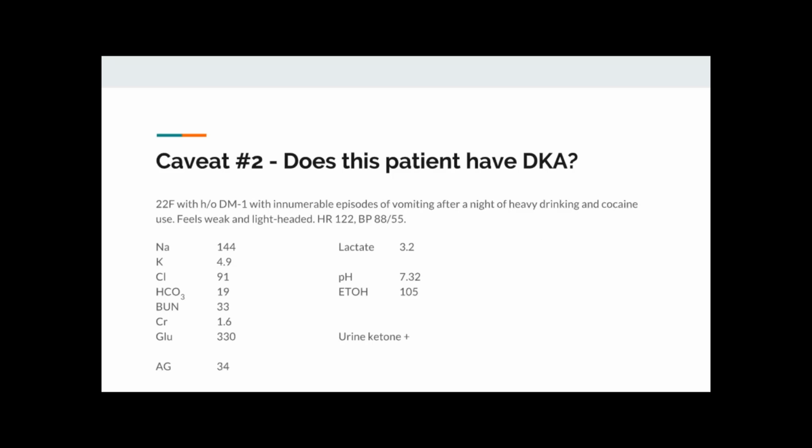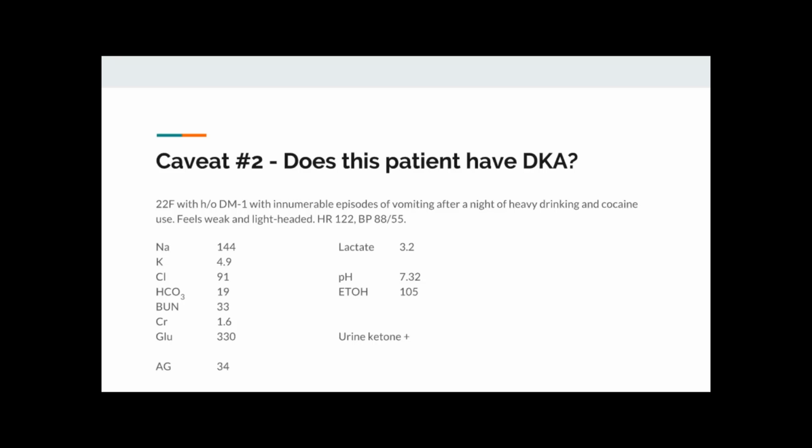Now, this is another patient. This is a 22-year-old. She's got type 1 diabetes. And she's been vomiting like crazy since last night after she went on a bender. She was using cocaine. She was drinking a lot of alcohol. She's coming in. She's weak. She's lightheaded. She's tachycardic. And she's hypotensive.